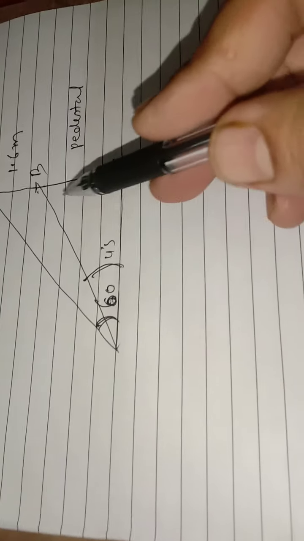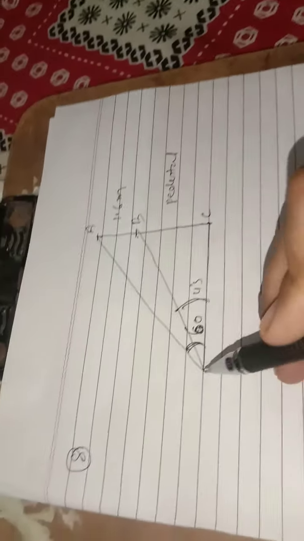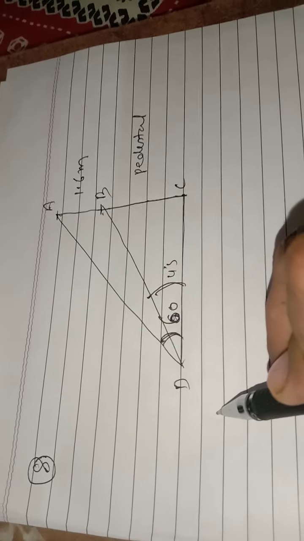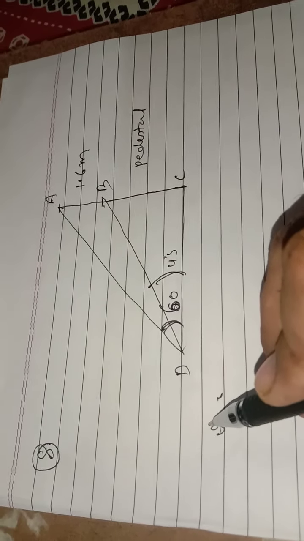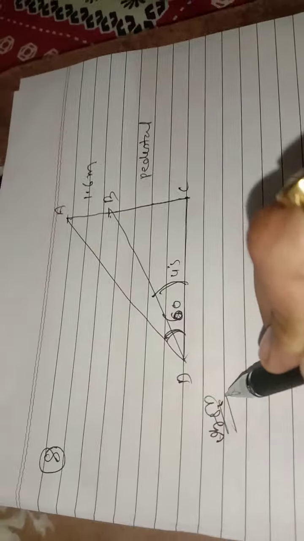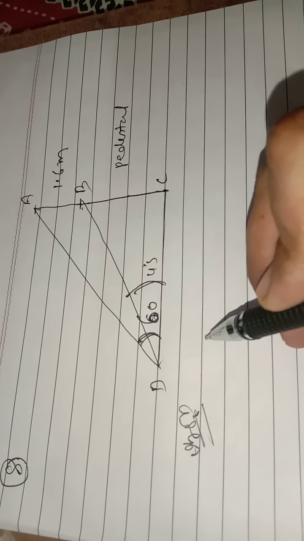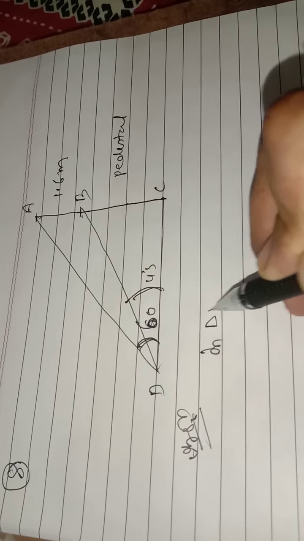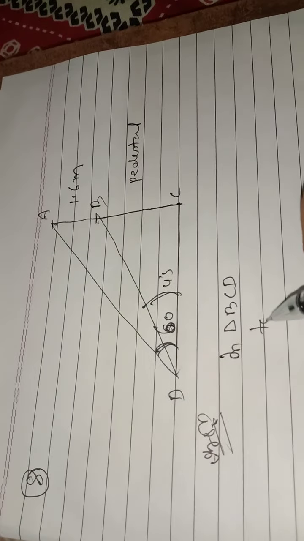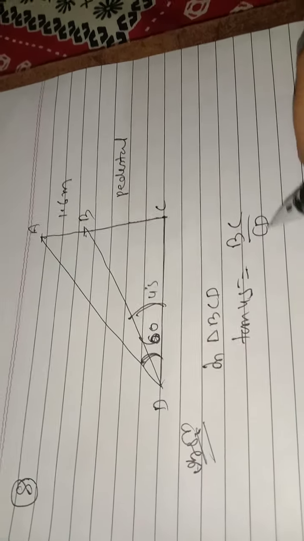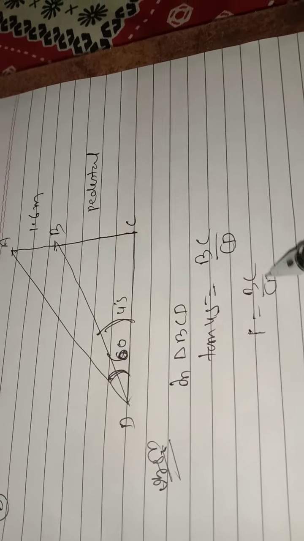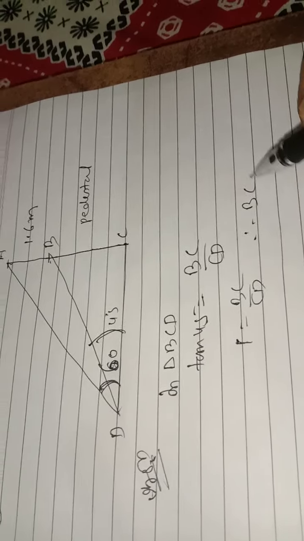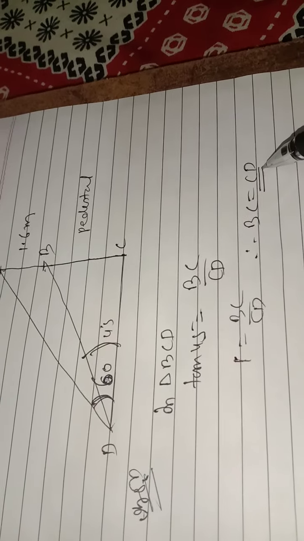It's very simple. First of all, we will write down the observation of the figure. I am just going for the solution because of lack of time. In triangle BCD, I will select tan 45. Tan 45 is BC upon CD, so 1 equals BC upon CD. Therefore BC is equal to CD. At least we got BC is equal to CD.